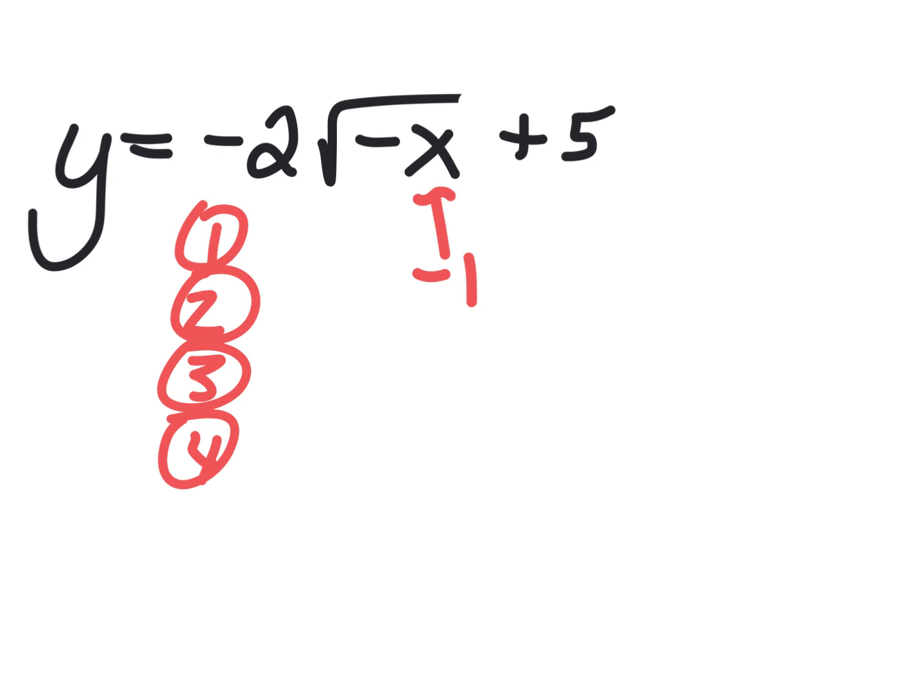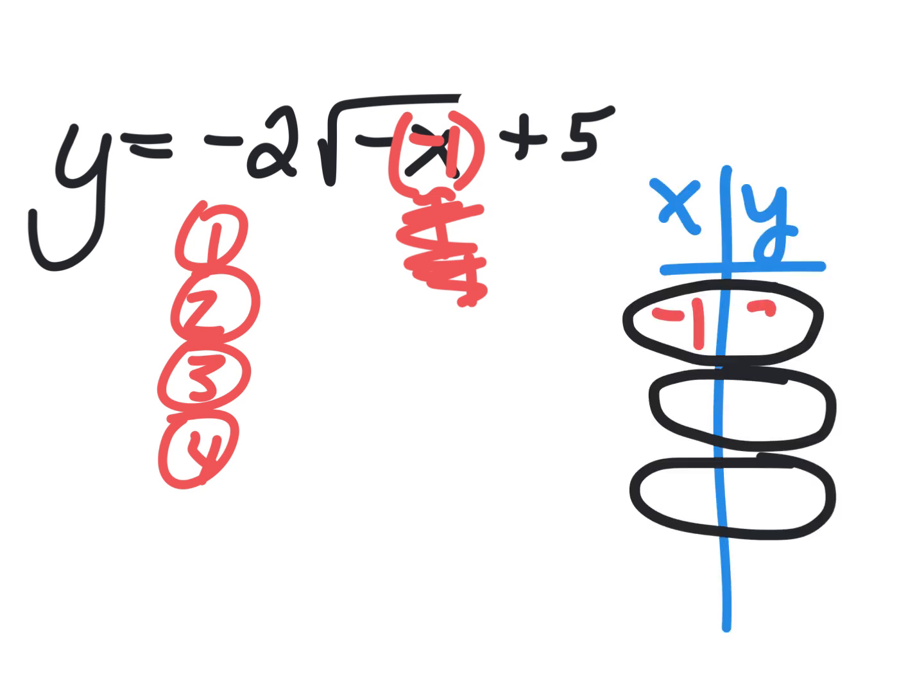So, if you put in negative numbers, this will work. So I'm going to put in a -1, and I get -1 is 1, because there's 2 negatives, right? And then it's square root of 1, which is 1, times it by -2 is -2. -2 plus 5 is 3. Raise your hand if you had 3 for that one. Okay, good. Now I'm going to put in a few more a little faster.